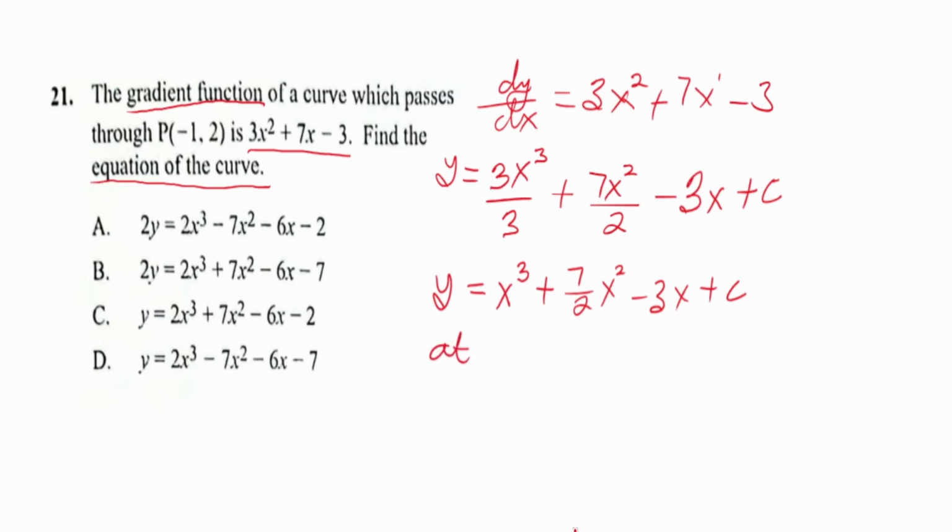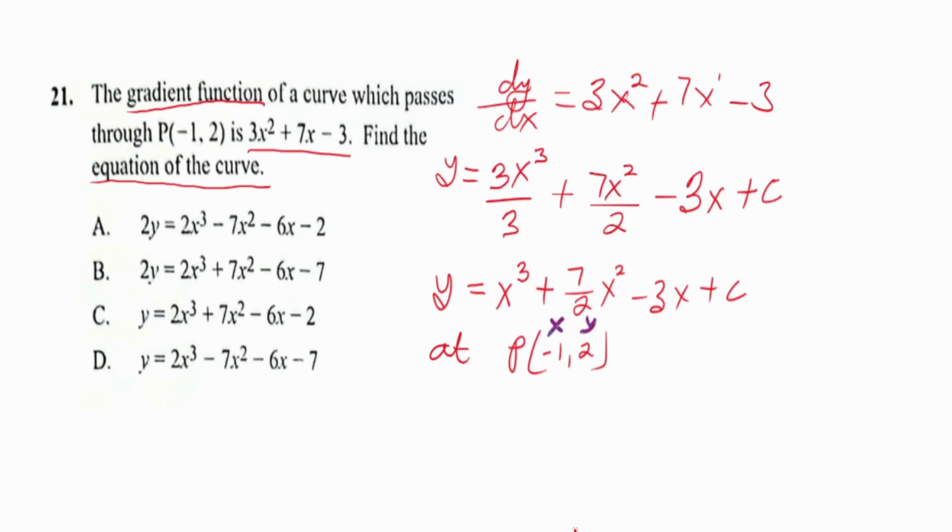Then at the point P(-1, 2), wherever we see x, we are going to put -1, and wherever we see y, we are going to put 2. That will help us find the value of c. Actually, that's why we are doing this. So we substitute -1 and 2 into this, and that will give us the value of c. After that, we substitute c with whatever value we get, and that gives us the equation of the curve. So let's go ahead and do that.